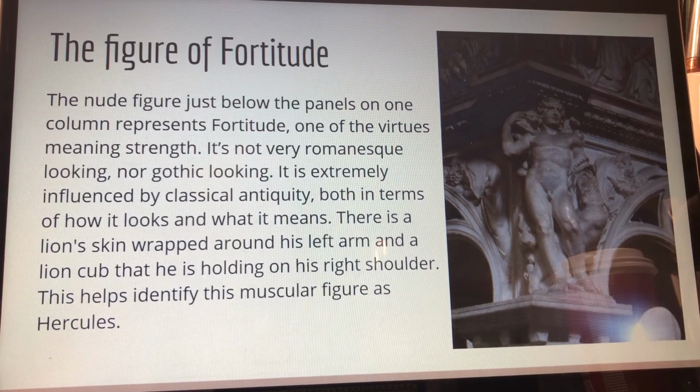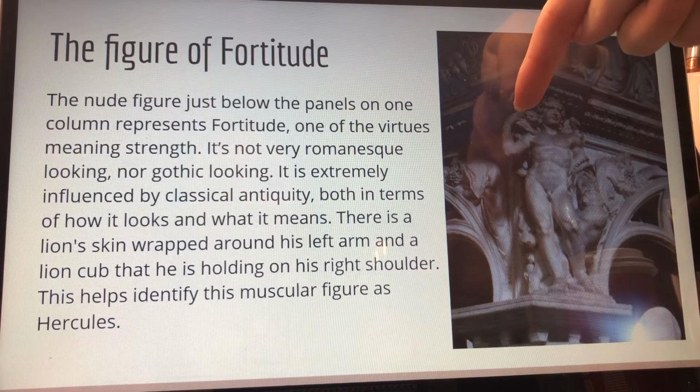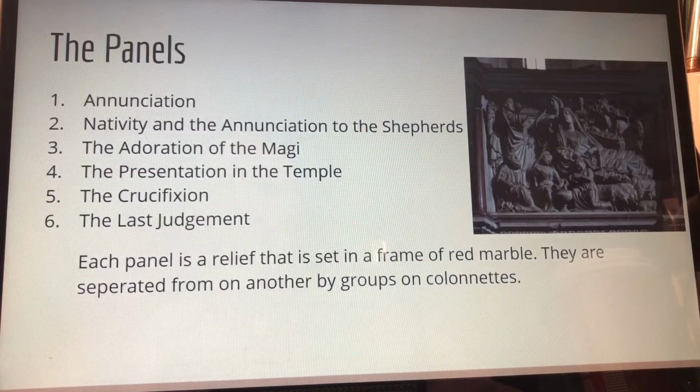strength. It's not very Romanesque looking nor Gothic looking. It is extremely influenced by classical antiquity, both in terms of how it looks and what it means. There is a lion skin wrapped around his left arm and a lion cub that he is holding on his right shoulder, and that helps identify the muscular figure as Hercules, one of the common themes of mythological heroes from the classical Roman.